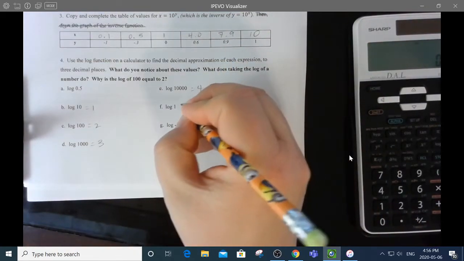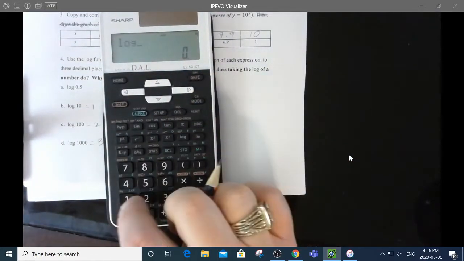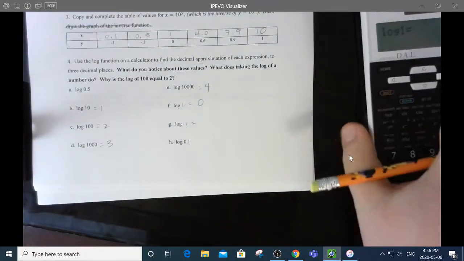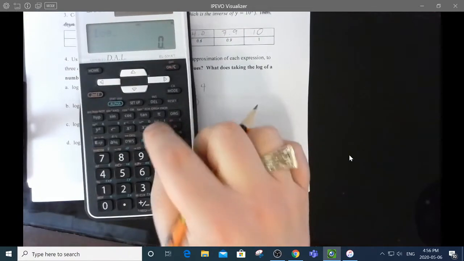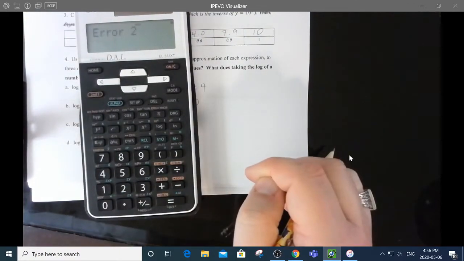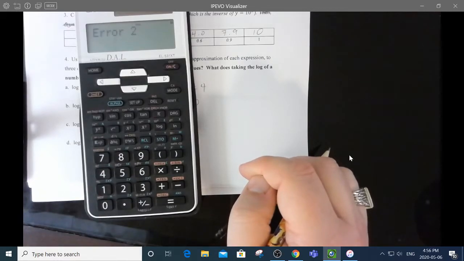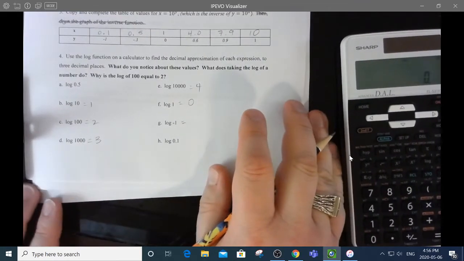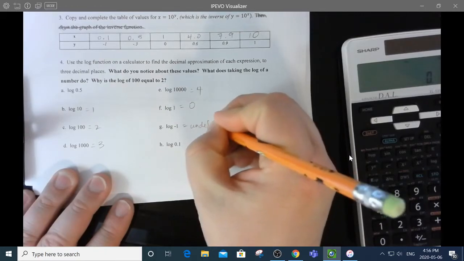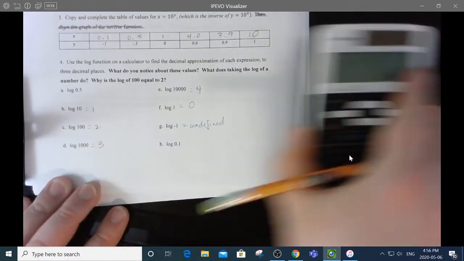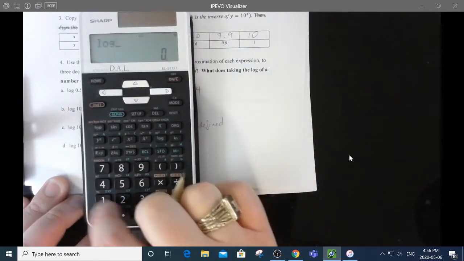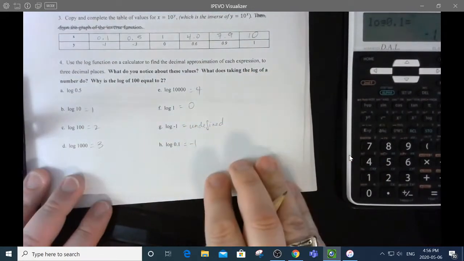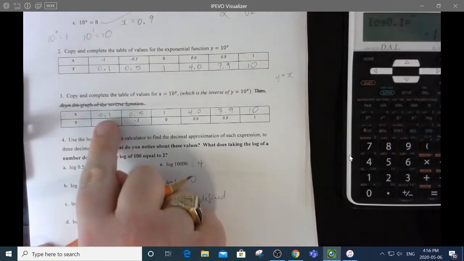Log of 1 is going to turn out to be 0. Interesting. What's the log of negative 1? Okay. Log of negative 1. Error 2. Error 2, by the way, is a domain error. That means I punched something that is impossible to do, not within the domain of the function. So, undefined. How about log of 0.1? This will be interesting. Negative 1. Does that look familiar? Doesn't it look like these two answers here?